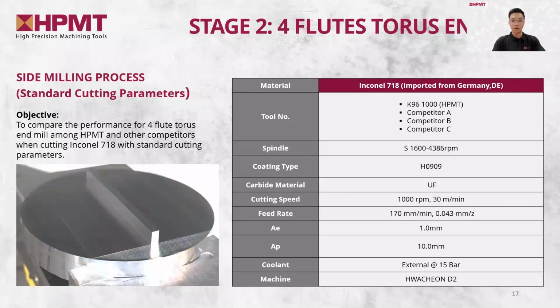So due to multiple sites involvement here, the cutting speed, the feed rate, and in other words, all the cutting parameters that we selected are based on standard conventional cutting parameters that are considered quite common among all the competitors. And as for the coolant pressure, it is controlled at 15 bar here. The machine that we use for the tool test is Huachon, which is a 5-axis CNC machine.